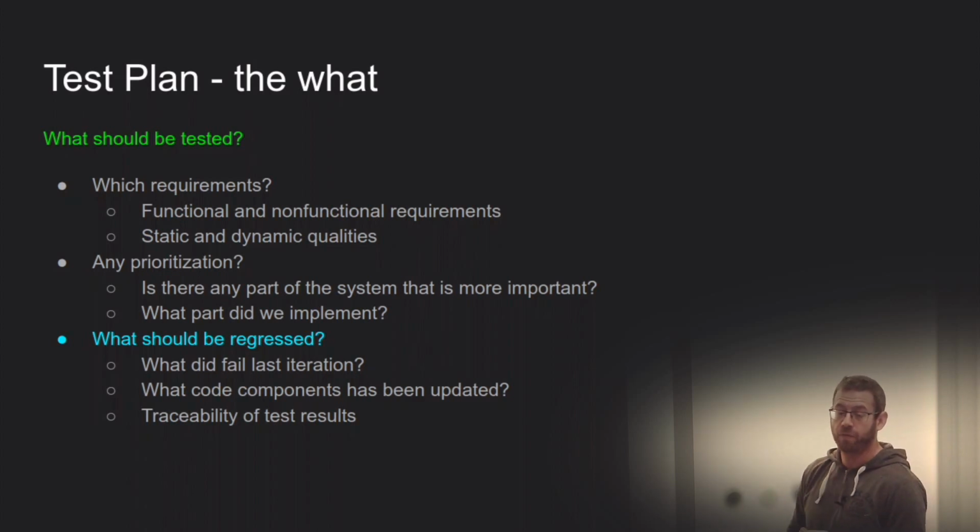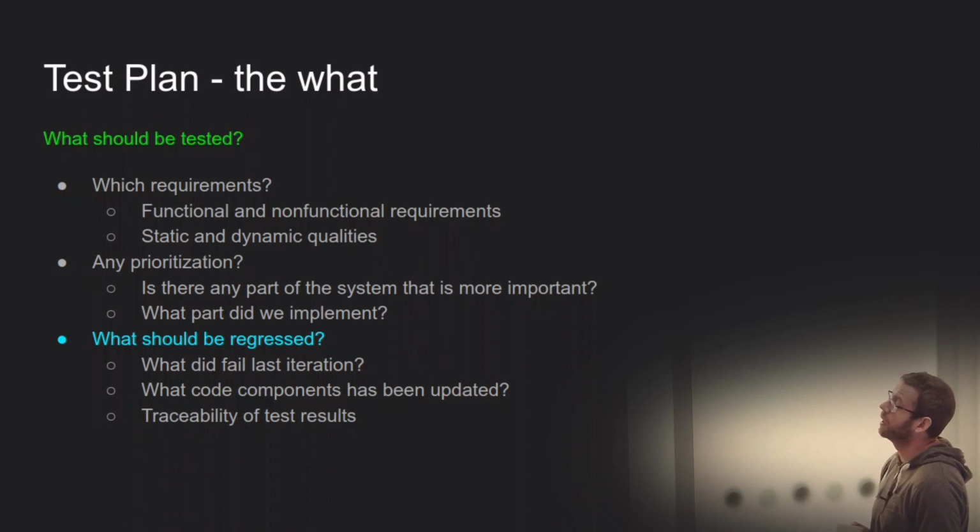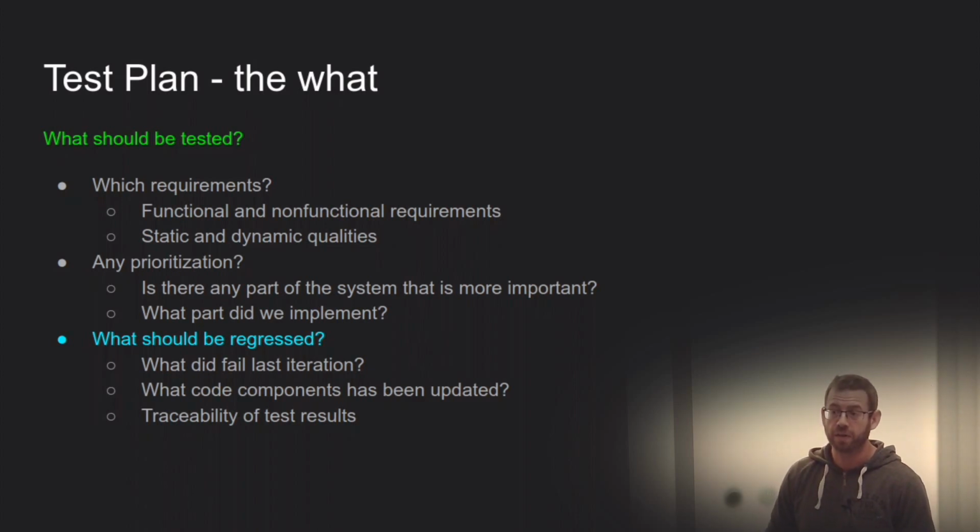And requirements can be both functional and non-functional requirements. There can be static and dynamic qualities that we want to test. Dynamic qualities are things that we find out when we run the system. So most functional requirements are dynamic qualities, because we run the system and generate a test case from a use case, and then we find out if the use case is implemented as it should be or not. There can also be static qualities, like doing code reviews of the source code.